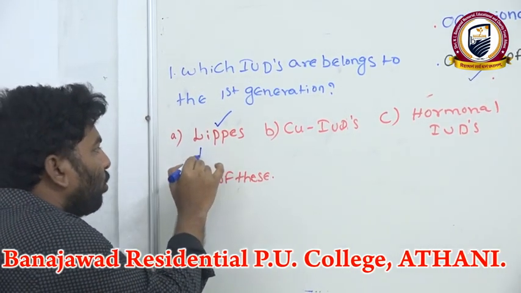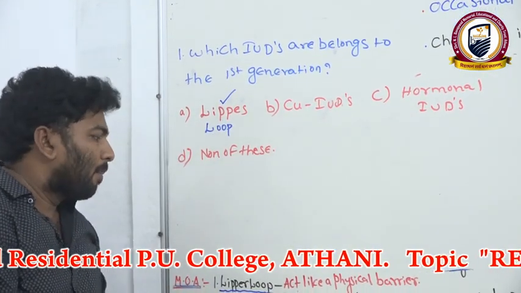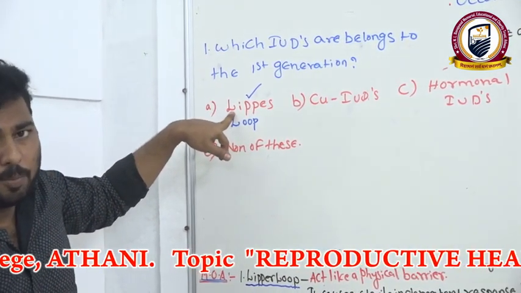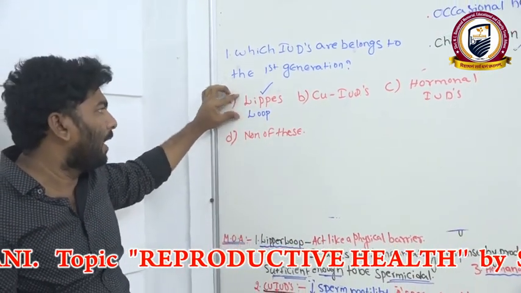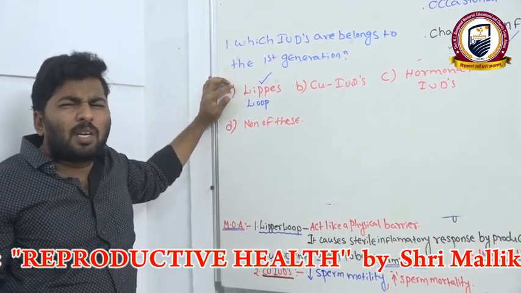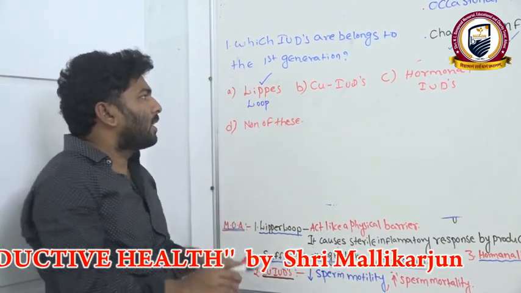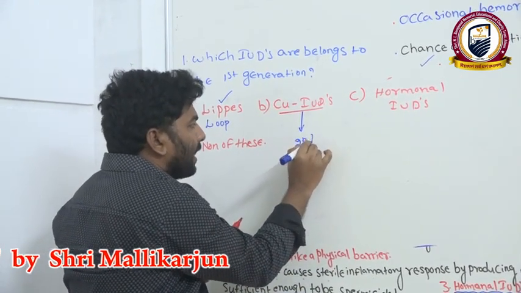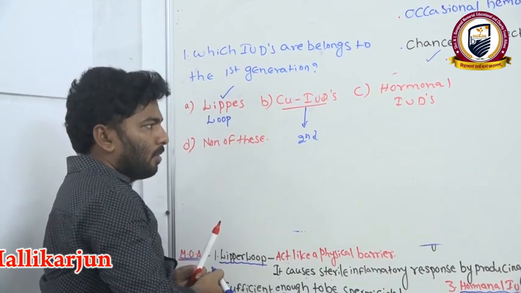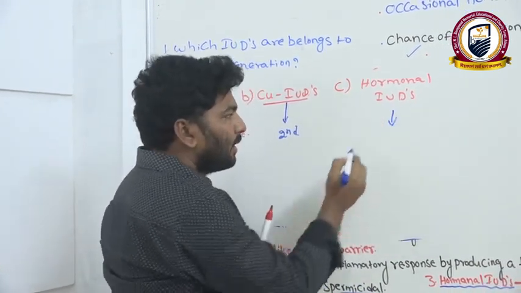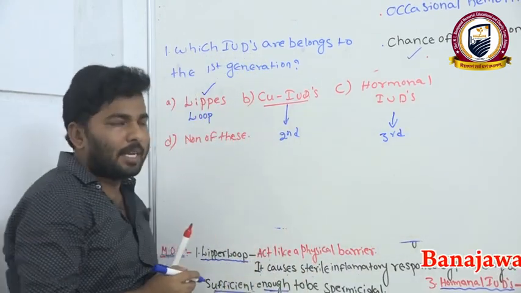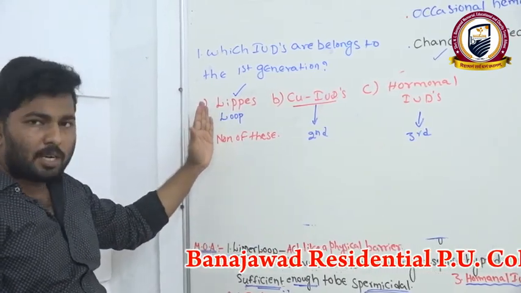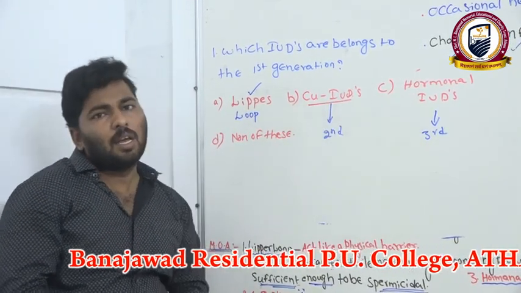Why? Because lips loop is the first generation IUD. It means first they introduced the IUDs in the form of lips loop, just a physical barrier type. After that, this was not working effectively, so in the next generation they made the copper IUDs. Copper IUDs belong to the second generation, and then the advanced methods, hormonal IUDs, belong to the third generation. Are you getting now? Based on this also we can classify the IUDs: first generation IUDs, second generation IUDs, third generation IUDs even.